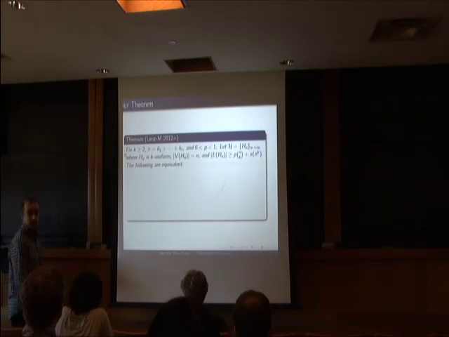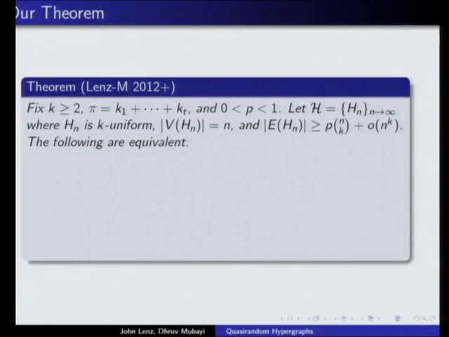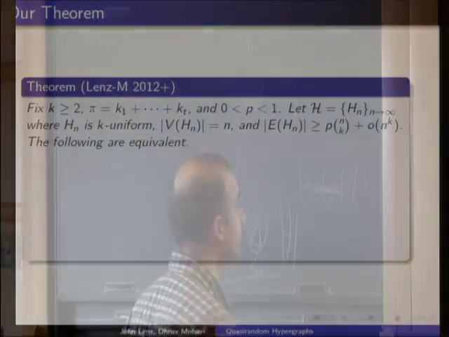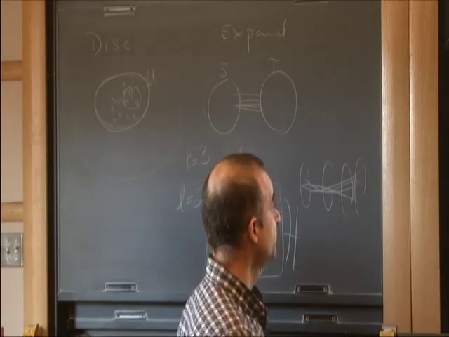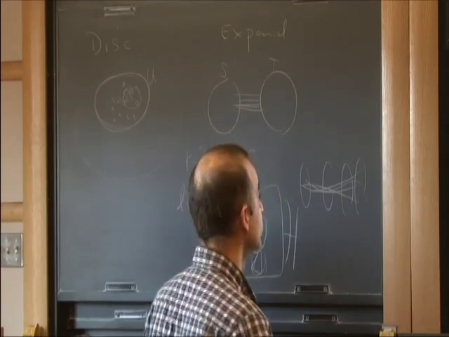Okay, so this is our theorem. Now I can state our theorem. This is the analog of the very first theorem I started the talk with, the Chung-Graham-Wilson theorem. You give me a k, you give me a partition pi, and you give me a hypergraph sequence with density at least p, k-uniform hypergraph.